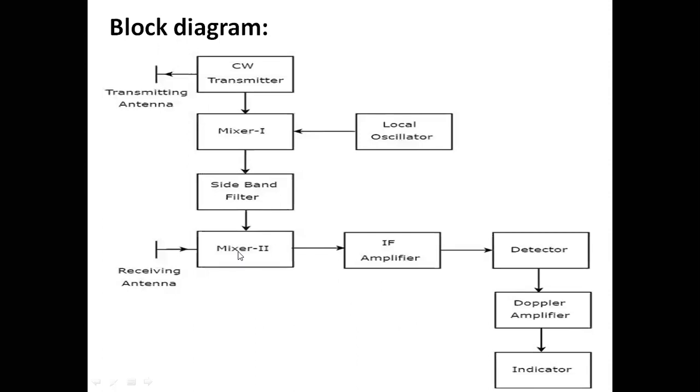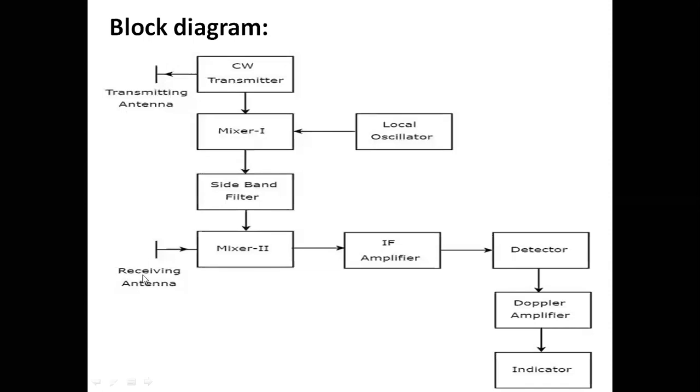This mixer contains 2 signals. One is the receiving antenna signal, that is the echo signal. Another one is the sideband filter signal. This signal contains the frequency f naught plus fL, and the echo signal contains the frequency f naught plus or minus fd. The echo signal frequency, f naught plus or minus fd, is not equal to the transmitting frequency. Normally the transmitting frequency is f naught, but the receiving frequency is not equal to f naught.